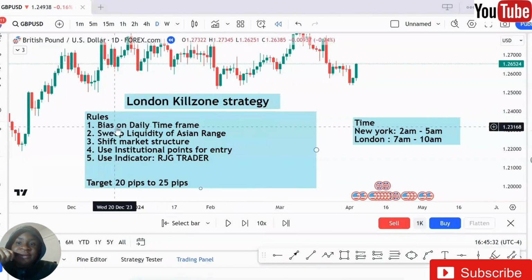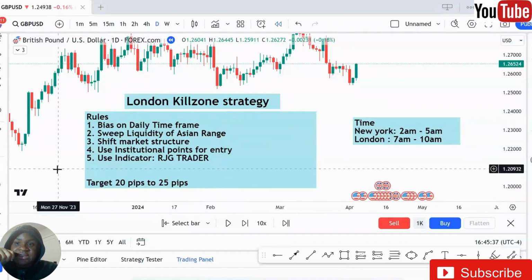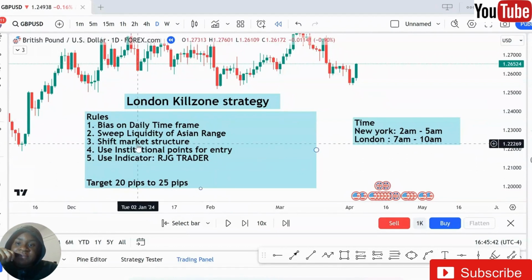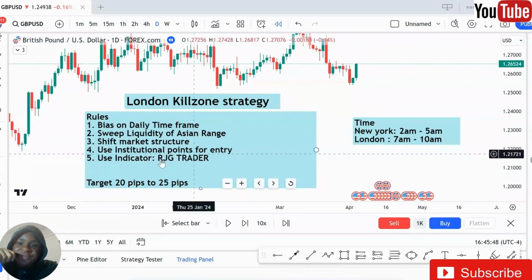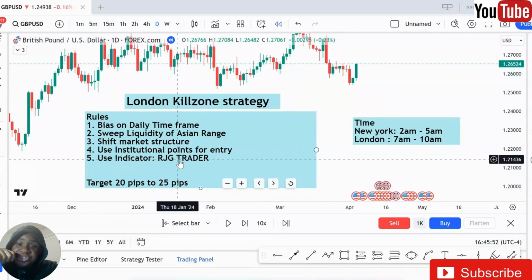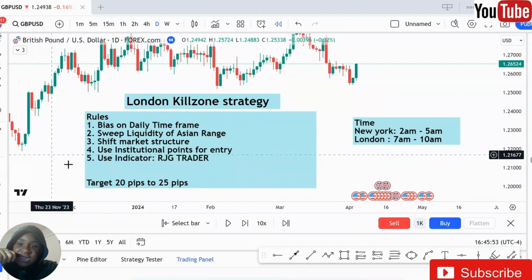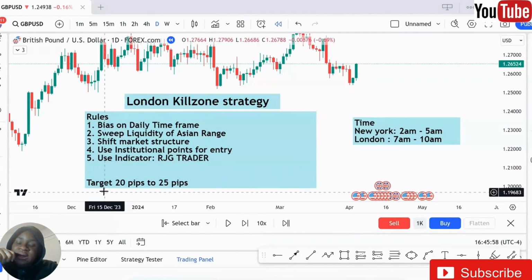First, you look at the buyers on the daily time frame, the sweep of liquidity of the Asian range that will be on 15 minutes, on 5 minutes and 1 minute. Look at those time frames. The shift in market structure, that is for your entry. The use of institutional points for entry. The use of the indicator is called RJG trader. It's an Asian range indicator, but this is the owner of the indicator.